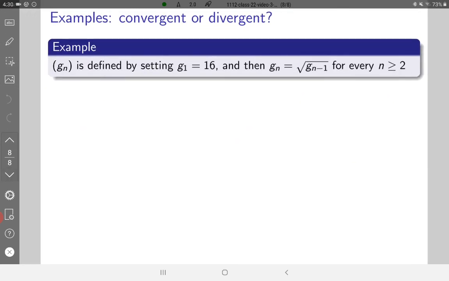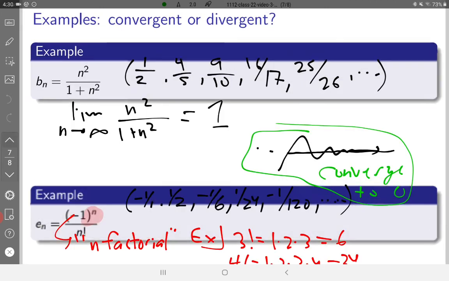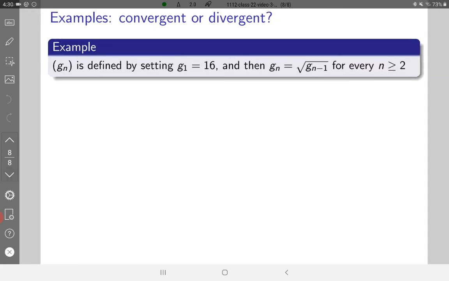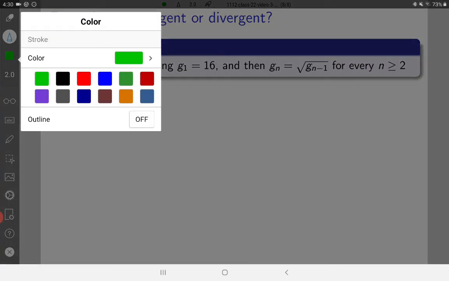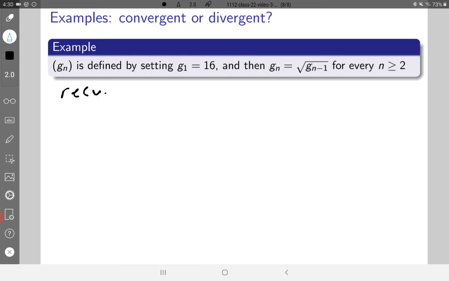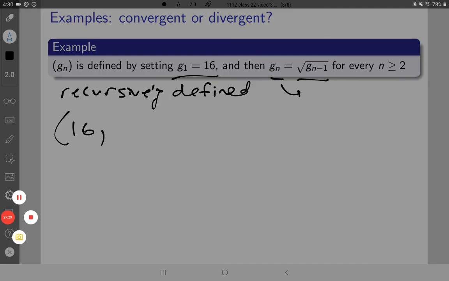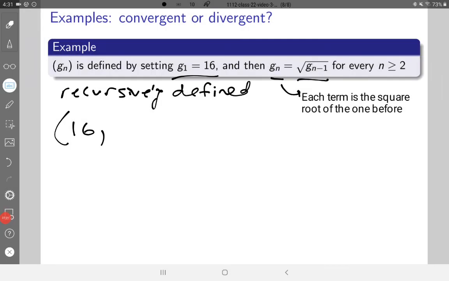Here's one more example because I just wanted to remind you that we don't always have formulas for the terms of the sequence like we've been seeing in all of these so far. In some cases, we might have something defined recursively, like this. So this is a recursively defined sequence in the sense that I'm giving you the first term in the sequence, g1 is 16, and then thereafter, each term is the square root of the one before it. So in other words, g sub n is the square root of g sub n minus 1. So g2 is the square root of g1.